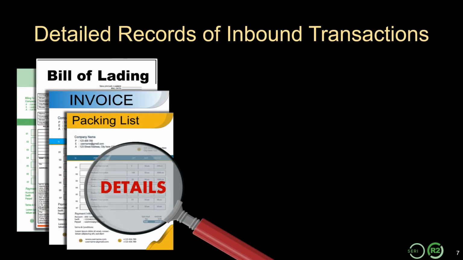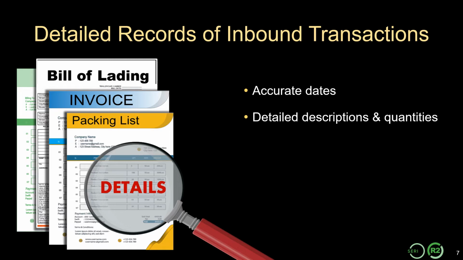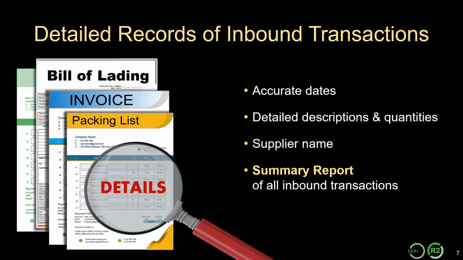Core Requirement 5 requires facilities to keep detailed records of all inbound transactions. These records should include accurate dates, detailed descriptions including types and quantities of all materials received, and supplier names. Auditors will examine these supporting records as evidence of inbound transactions. Records may include invoices, packing lists, bills of lading, or other commercial documents. In addition to maintaining records for each incoming shipment, facilities are also required to keep a summary report of all inbound transactions. The summary report provides transparency for everything managed by the facility.